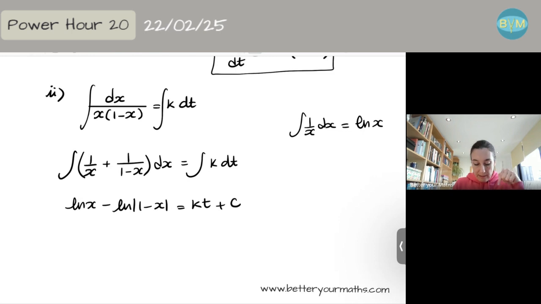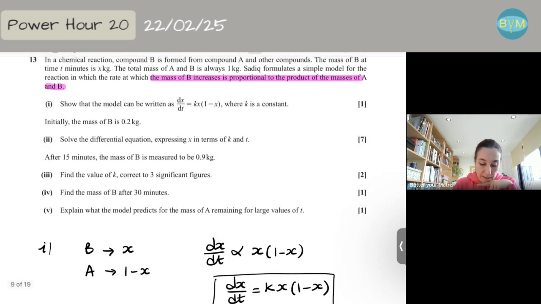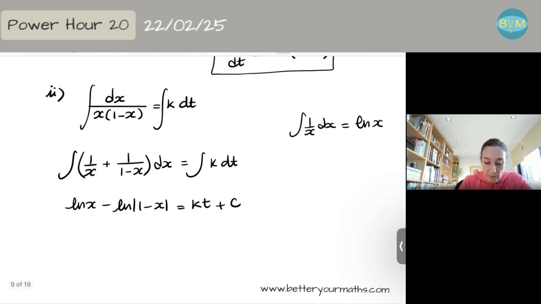So they say, solve the differential equation expressing x in terms of k and t. So we don't want the logarithms. What can I do with the logarithms?